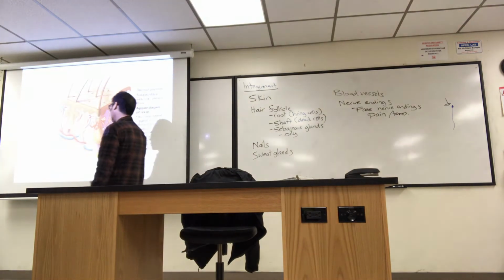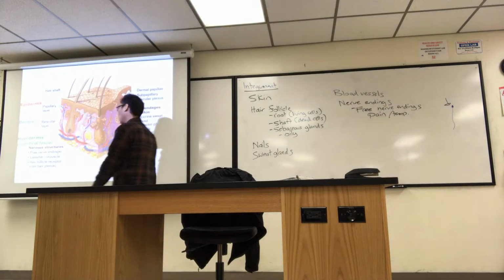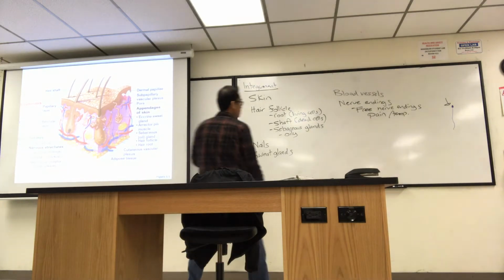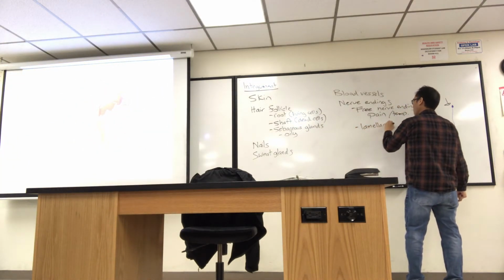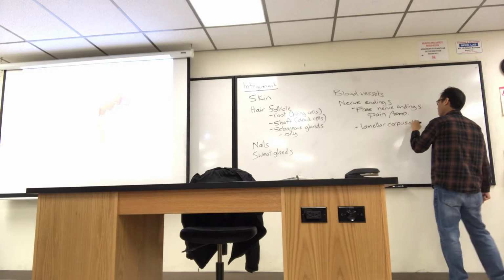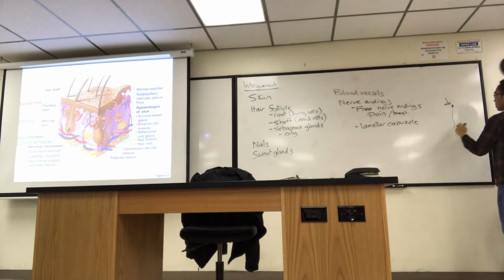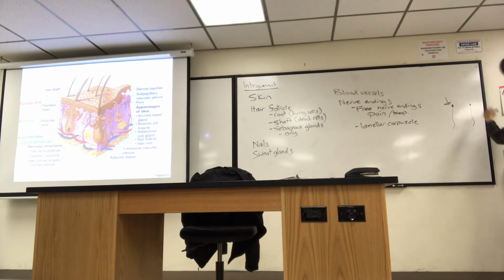They also refer to these lamellar corpuscles. Now the lamellar corpuscle, its nerve ending is encapsulated in many layers. So if you try to stimulate it, it's a little bit harder because it's got all these layers around it. And notice its location, which is more deep.